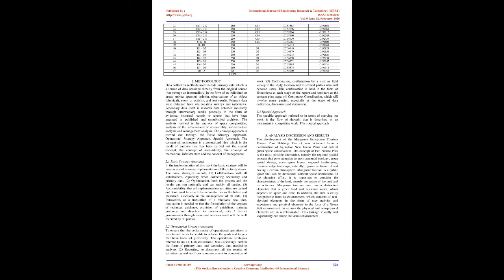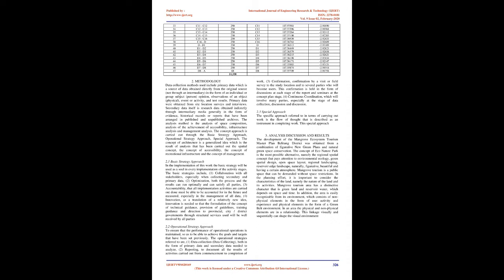2. Methodology. Data collection methods used include primary data, which is a source of data obtained directly from the original source, not through an intermediary, in the form of an individual or group subject, person, opinion, observations of an object, physical event or activity, and test results. Primary data were obtained from site location surveys and interviews. Secondary data itself is research data obtained indirectly through intermediary media, generally in the form of evidence, historical records, or reports that have been arranged in published and unpublished archives.